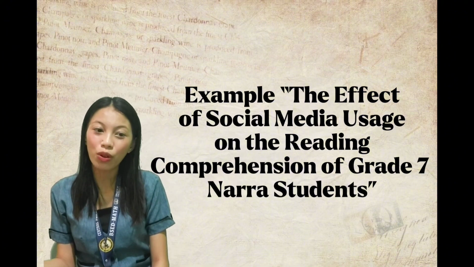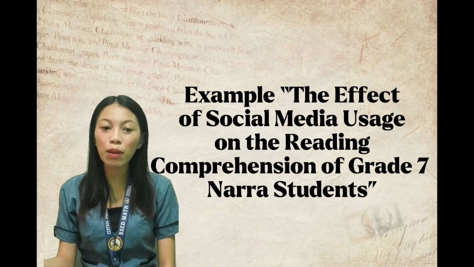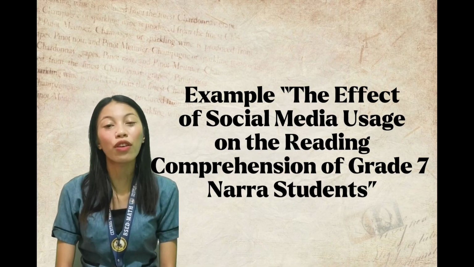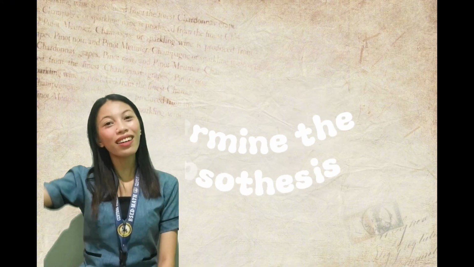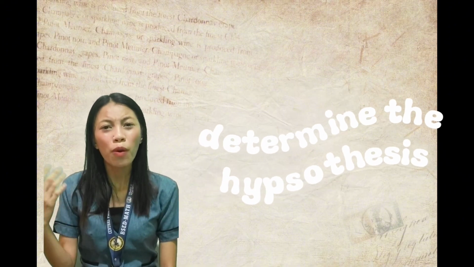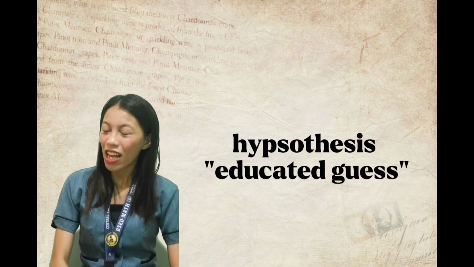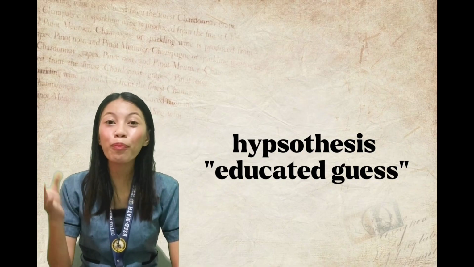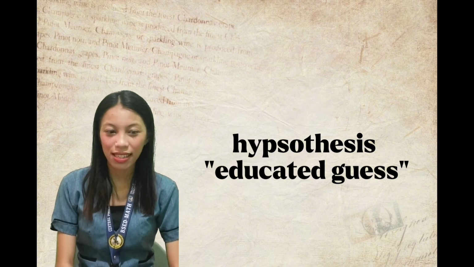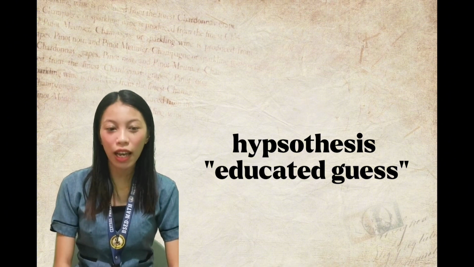So what should I do? So identify. I define the problem: the effect of social media usage on the reading comprehension of grade 7 students. Then number 2, determine the hypothesis. So by the way, what is a hypothesis? A hypothesis is the temporary answer or the educated guess. Then we need to determine the hypothesis.